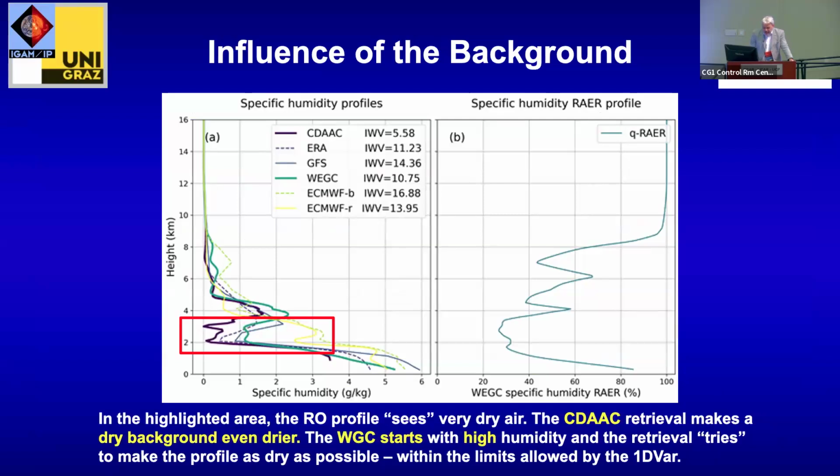The CDAC background was already pretty dry, and apparently the atmosphere was even drier, within the limits of the 1DVar. So the CDAC result is very dry here, right? So that's this line here. Wegener Center started very humid, and even though the 1D solution tried to bring it to dry conditions, it could not go all the way to the CDAC solution because it's confined by the limits set within the 1DVar.